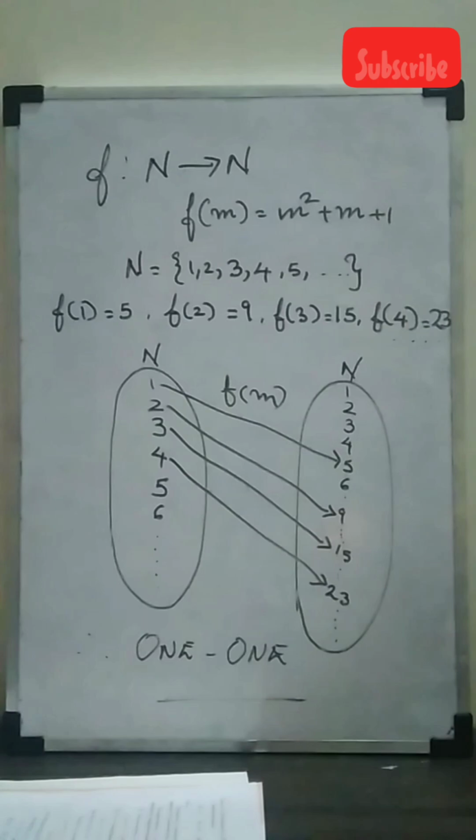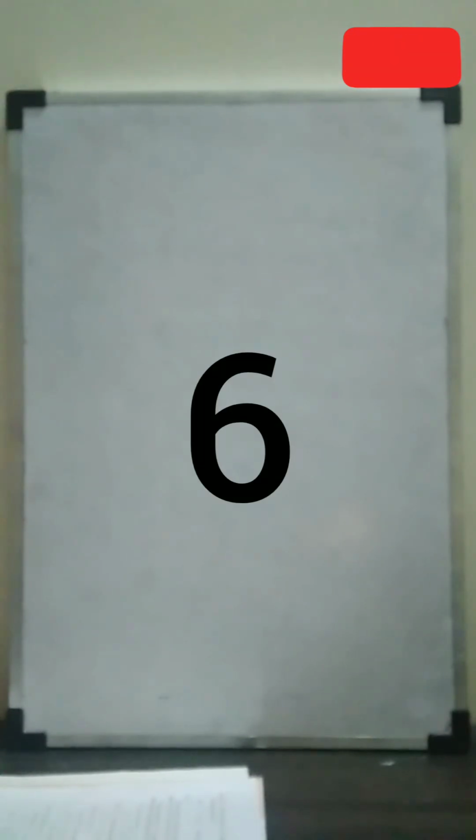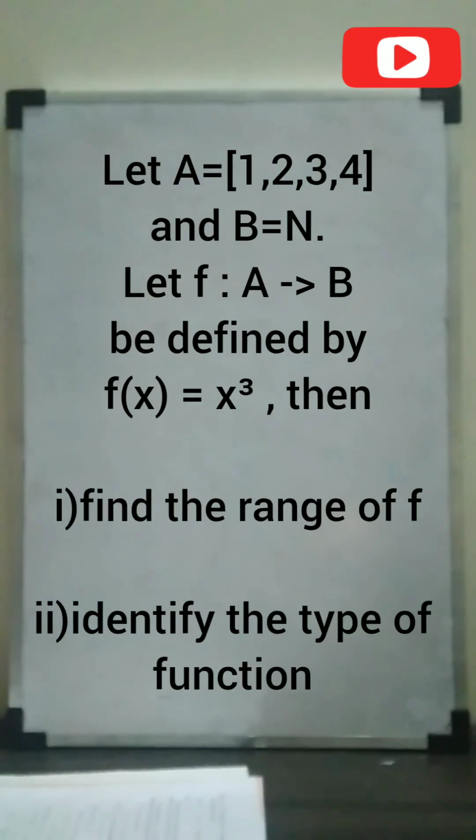Okay, now let's see the next question. Next one, the sixth question. What is the sixth question? Let A is equal to set 1, 2, 3, 4 and B is equal to N, that is natural numbers. Okay. Let f from A to B be defined by f of x is equal to x cube. Then first one, find the range of f. Okay. And next one, identify the type of function.